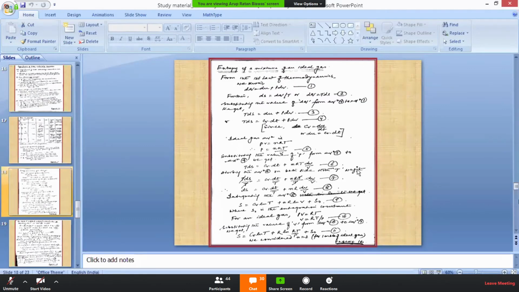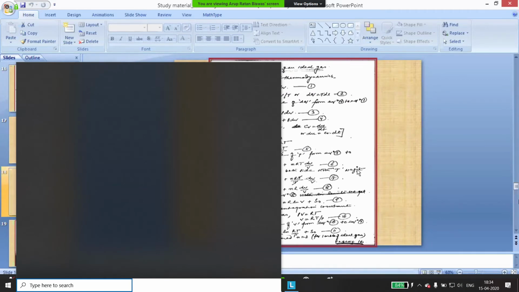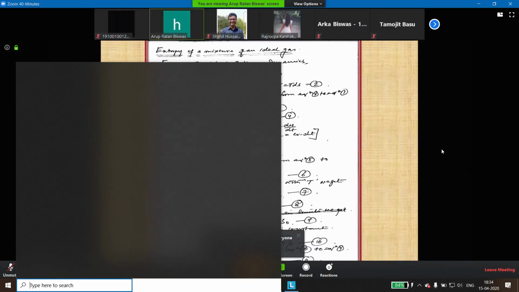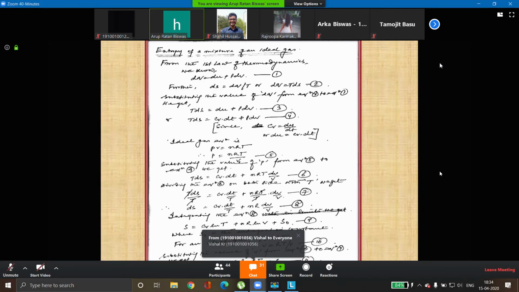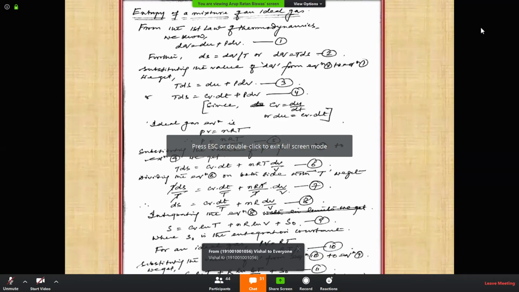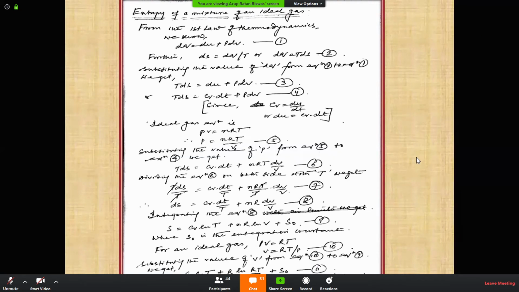So what I was saying is the entropy change of mixing of two gases. Two gases are given here: 2.8 liter of oxygen mixed with 19.6 liter of hydrogen. That means both of the gases are what type of gases? They are ideal gas.